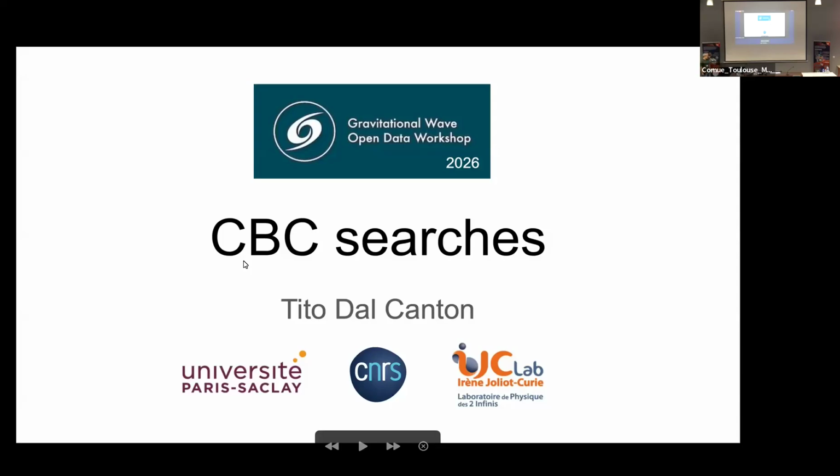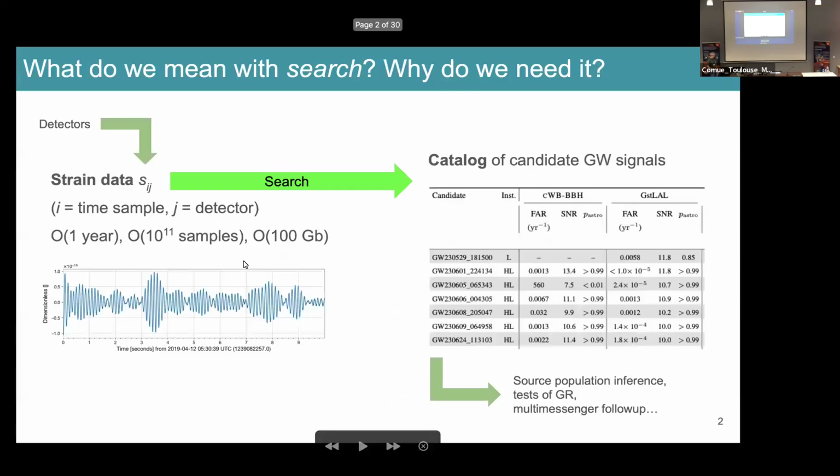So in the previous talks, we have heard several times the term searches or detection, maybe. So in my talk, I'm going to explain exactly what we mean with these terms, starting with the term search on this first slide.